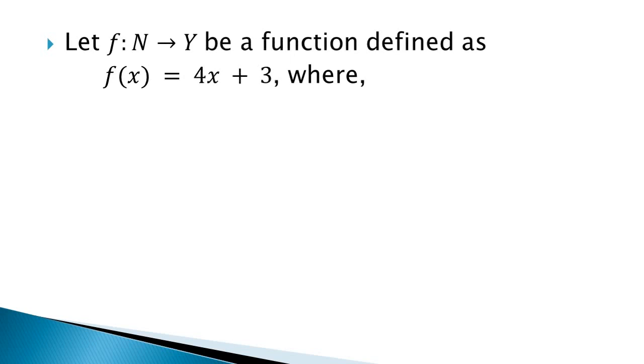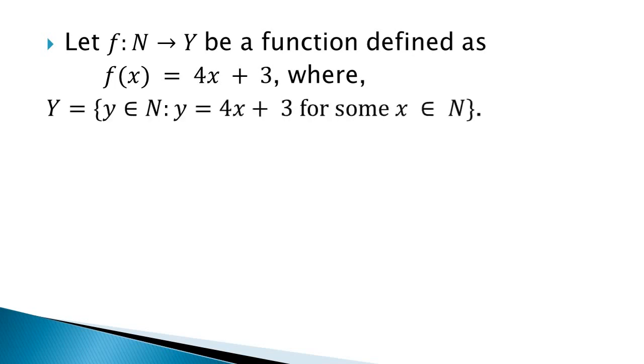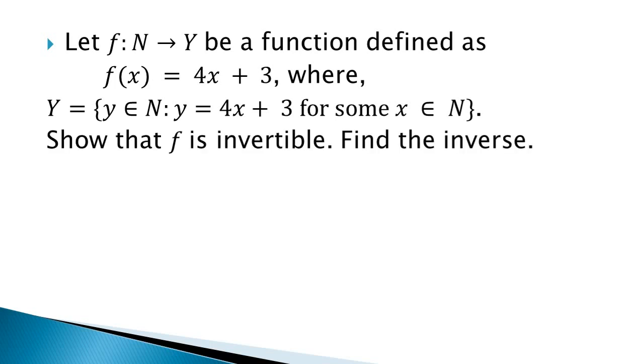Let us consider a function f from the set N of natural numbers to the set y, defined in this way: f of x equal to 4x plus 3, where y is the set of all natural numbers such that y equals 4x plus 3 for some natural number x. Show that f is invertible and also find the inverse of f.